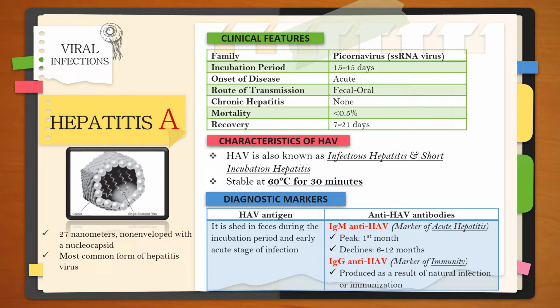So your IgM anti-HAV is the marker of acute hepatitis, and it peaks during the first month of illness and declines to undetectable levels within 6 to 12 months. While IgG anti-HAV is the marker of immunity to hepatitis A virus. It is produced as a result of your antibody production after the sensitization of the plasma cells via natural immunity or via immunization.